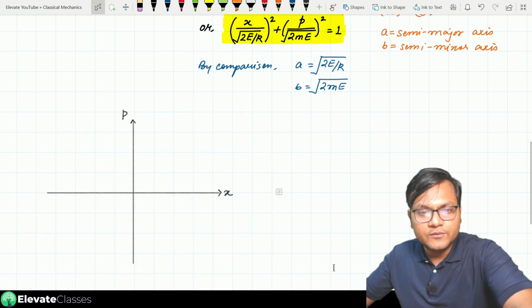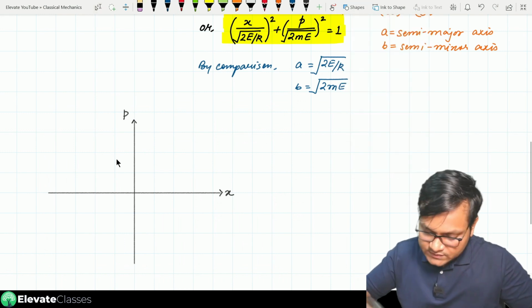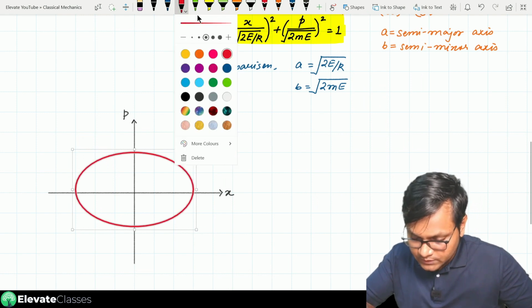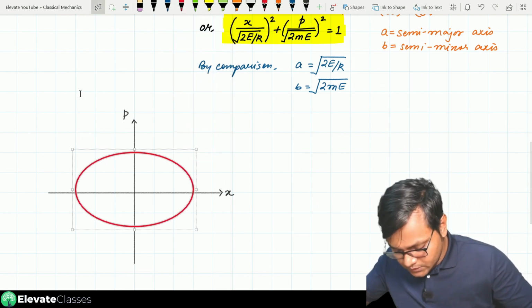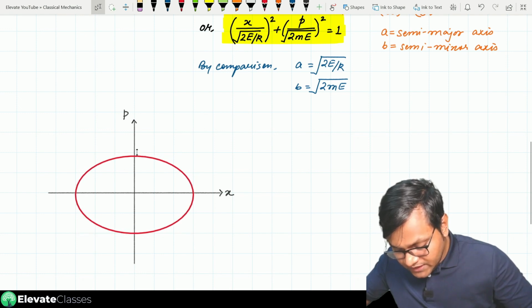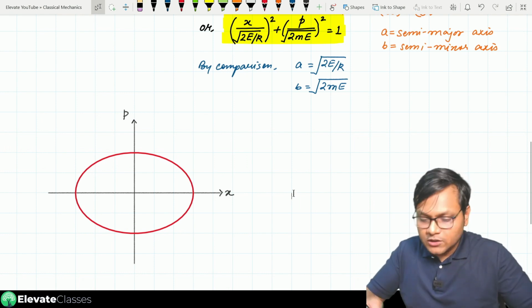Let me just draw it. Okay, let me draw and show you. The ellipse will look like this. This will be your ellipse. Okay? Is it clear? Is it visible? Let me explain it a little more. This is the phase space trajectory of a spring mass system. See? It was easy. It was not at all difficult.